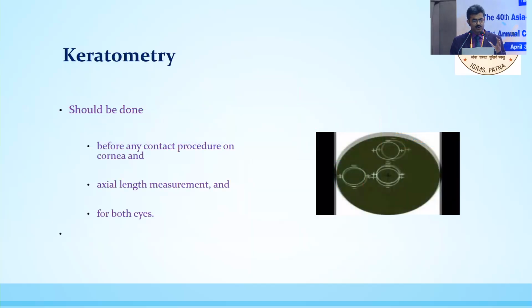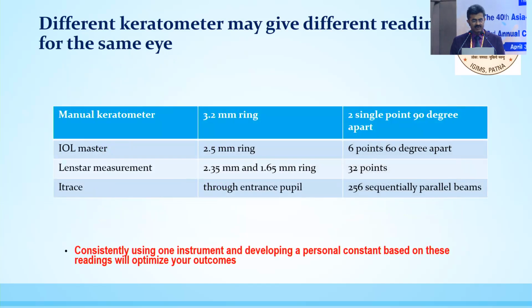So keratometry should be done before any contact procedure done on the cornea, as well as the axial length for both eyes. Now, various manual keratometers and various other automated keratometers also show different points, and basically you have to be consistent in using one of the keratometers to have a consistent result.